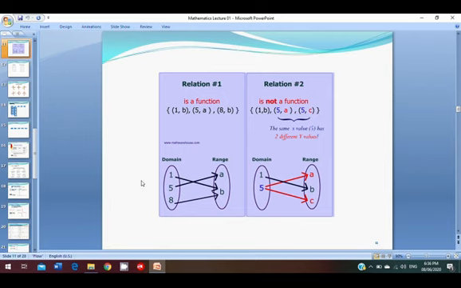That's why we say that relation number 1 is a function. But in relation number 2, I have written that it's not a function. The reason is, look at the domain elements. Domain elements are not uniquely mapped with the range elements. If you see the 5, it is at the same time mapped with A and C, that's why we call it not a function. This relation is not a function.